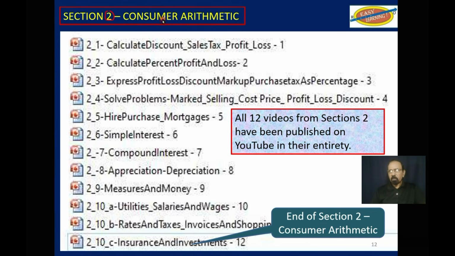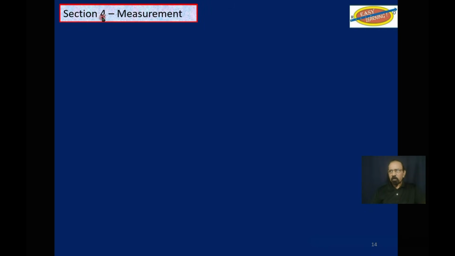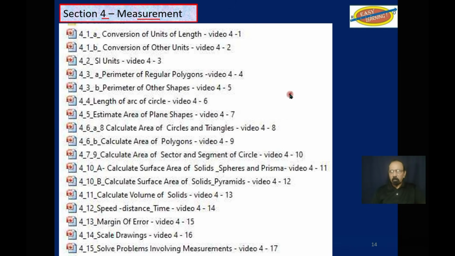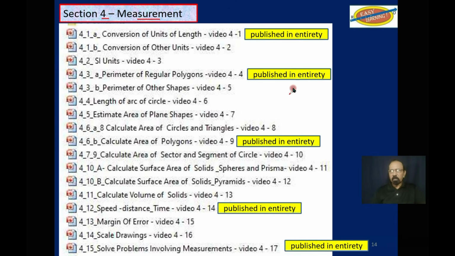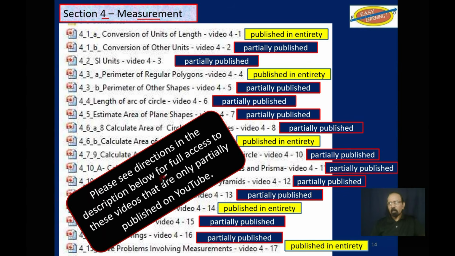Section 2, Consumer Arithmetic. All 12 of these videos from this section have been published on YouTube in their entirety. Section 3, Sets. All 6 of these videos have been published on YouTube in their entirety. Section 4, Measurement. Some of these have been published on YouTube in their entirety, as indicated here in yellow, the others partially. Please see directions in the description below for full access to these videos that are only partially published on YouTube.